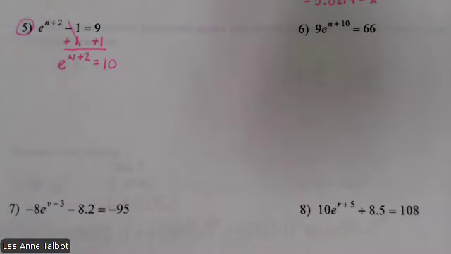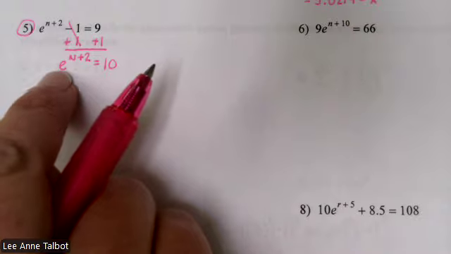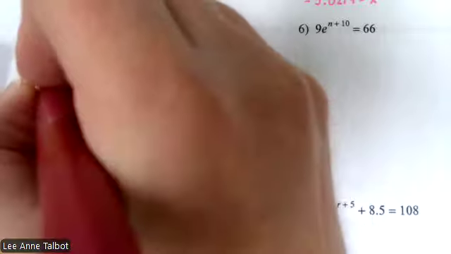Okay, now I'm going to log both sides and bring the exponent in front, except I'm not just going to regular log. I'm going to natural log. And the reason I'm going to natural log is because there's an E in the problem, and natural log and E are inverses. So I'm going to do it in 2 steps just for the first time.